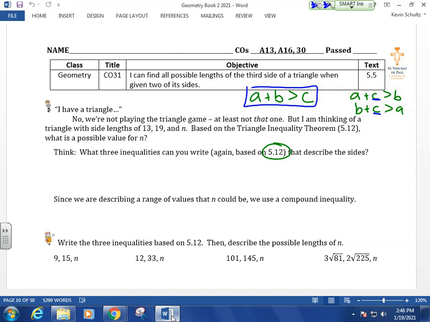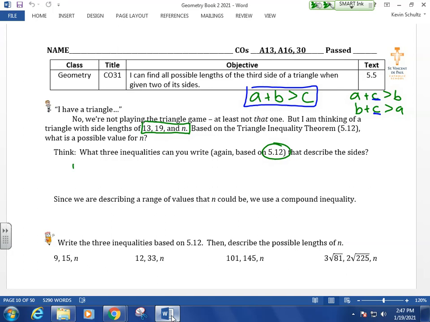And so I've got a triangle with side lengths of 13, 19, and n. So I know two of the sides. I'm missing that third side. Based on the triangle inequality theorem, what is a possible value that n can be? Here's where we tie in these three inequalities: 13, 19, and n.